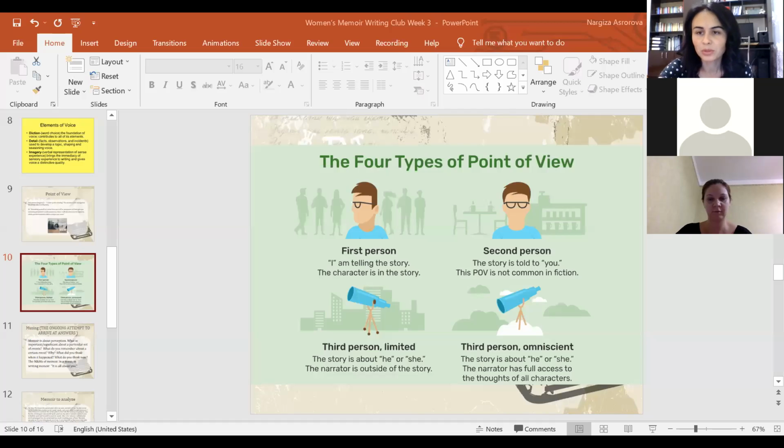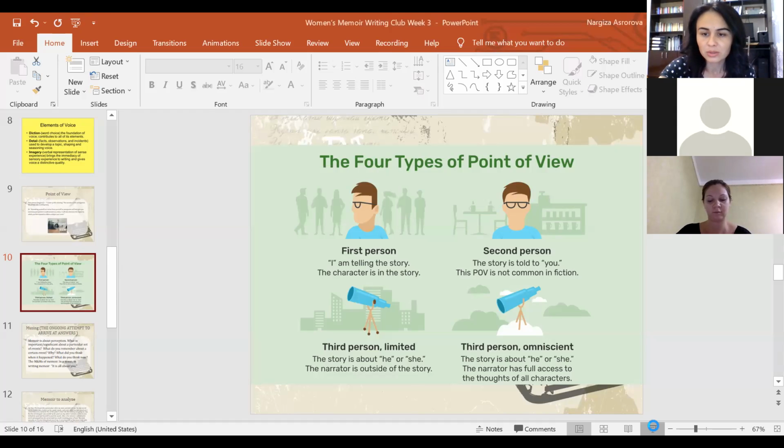Right here. So we were talking about the 4 types of point of view. And when writing in first person, you can also be a limited narrator. So you write about other people, you include other people in your story, and you cannot really fully describe their feelings and their thoughts. Or you can be omniscient or all-knowing first-person narrator who has access to everyone's thoughts and everyone's feelings.